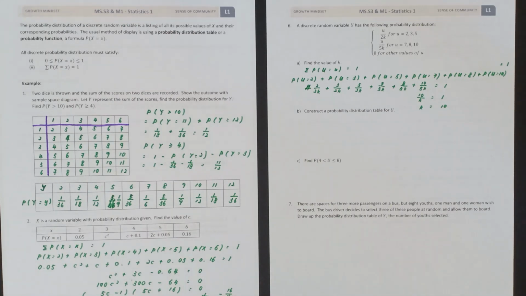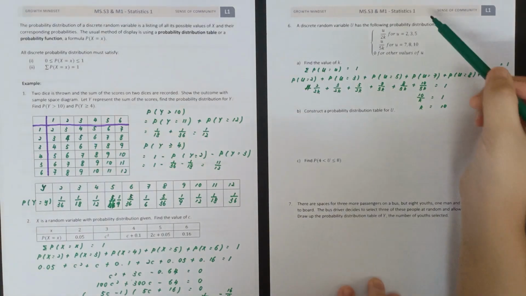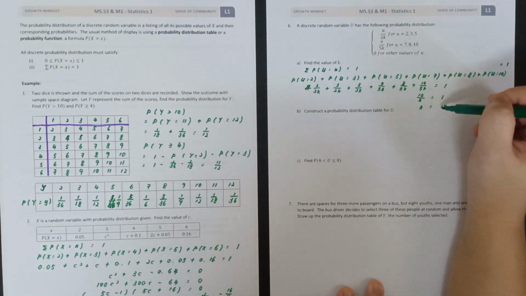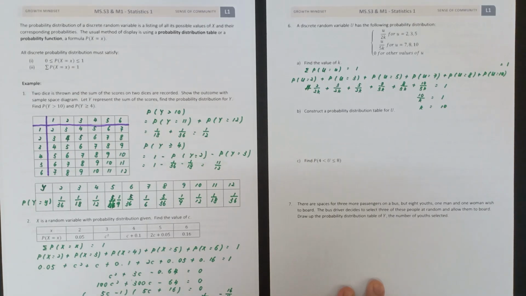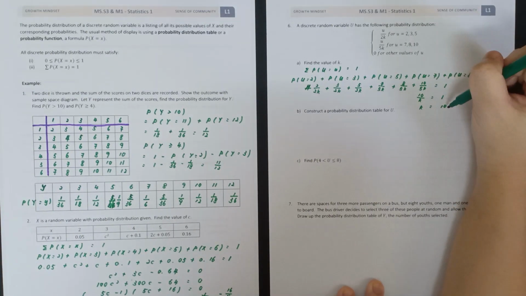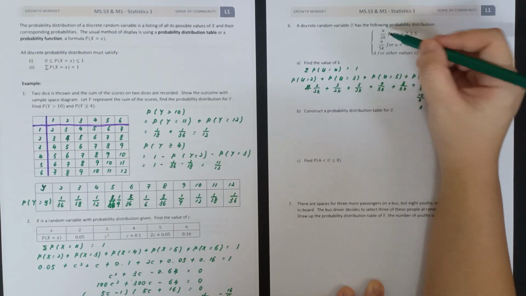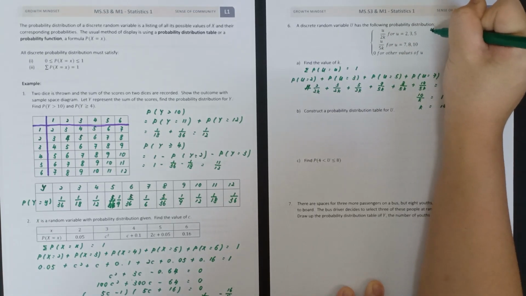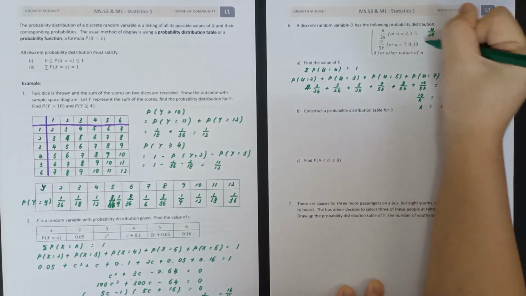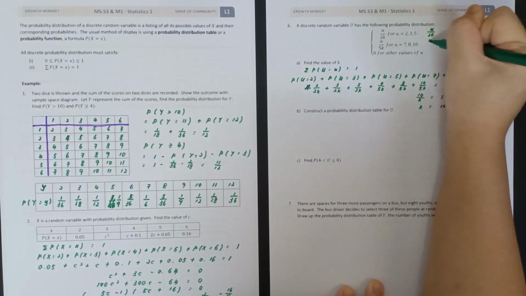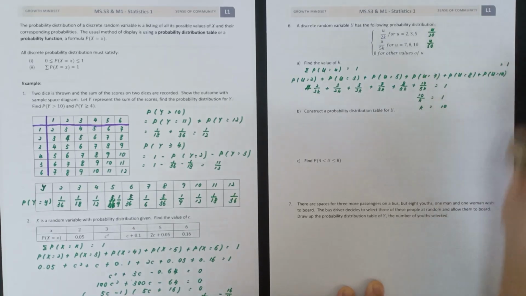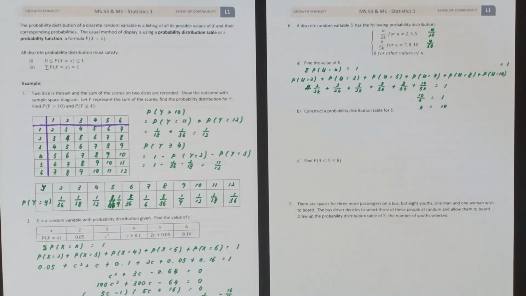Okay, so B, construct a probability distribution table for U. For this one you need to do it yourself. What you can try to do is write down the new function first to ease your process. K equals 10, so K times 2 you get 20, so that's why this is basically u over 20. And here 5 times 10, which is u over 50. Then you can try to build your table.